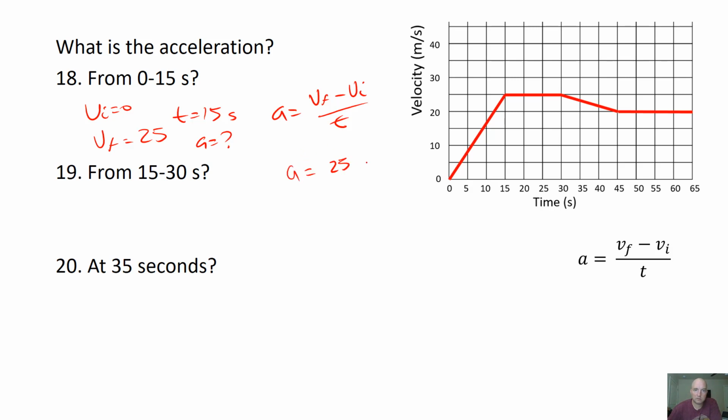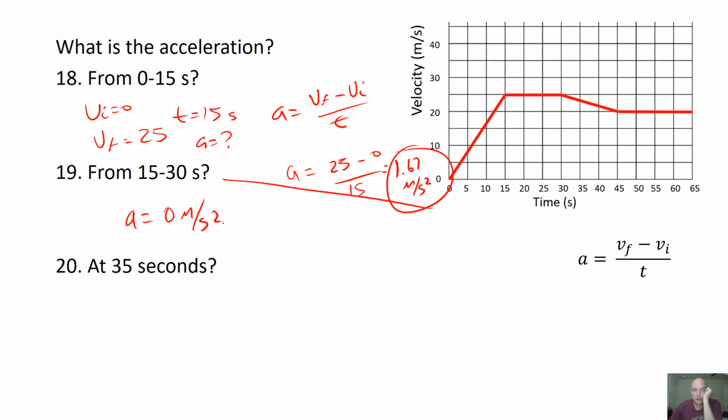So a equals 25 minus the 0 over the 15. And you get 25 divided by 15 equals 1.67 meters per second squared. And so that's going to be the answer for that first one. And then from 15 to 30, you have a equals 0 meters per second squared, and that's because you have a flat line on a velocity time graph as acceleration.